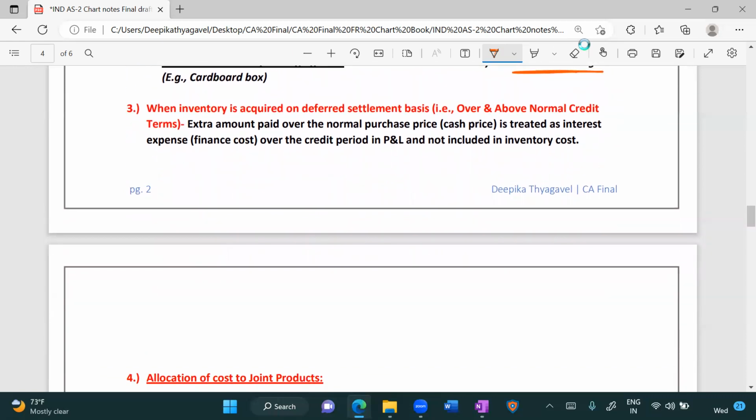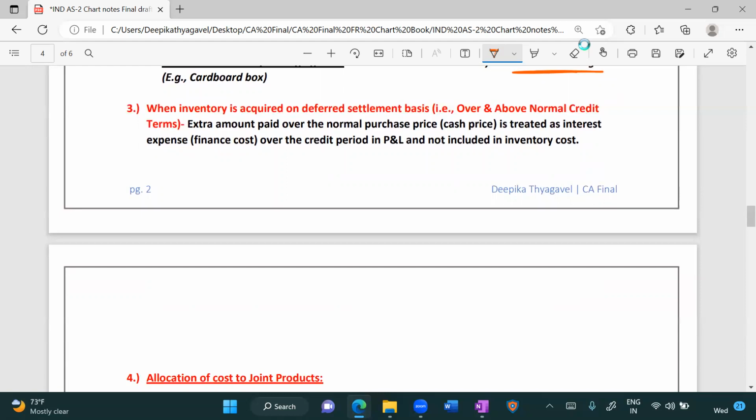Next is when inventory is acquired on a deferred settlement basis. What do you mean by deferred settlement basis? Over and above the normal credit terms, the sale is happening. That is, some amount is being paid in excess of the normal purchase price of that particular asset.